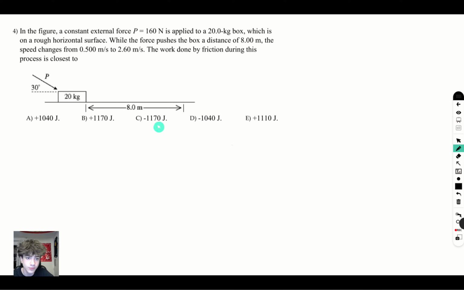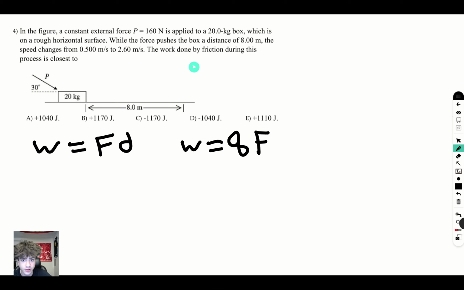So, let's just get a few basic concepts out of the way. We know that work is force times displacement. We're given in the prompt that our displacement is 8 meters. And when we're referring to force, that of course is going to be the frictional force, since it's asking for the work done by friction. So we're going to have our frictional force times 8. Now, the tricky part here is obviously going to be getting the frictional force.